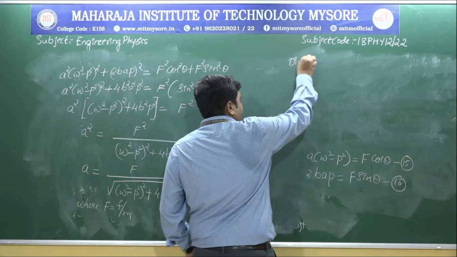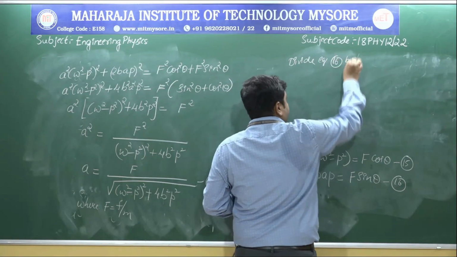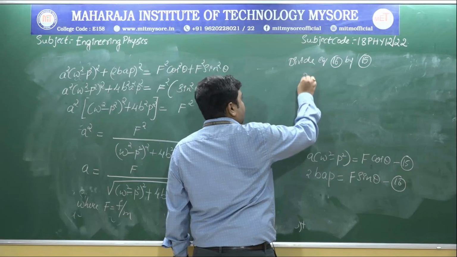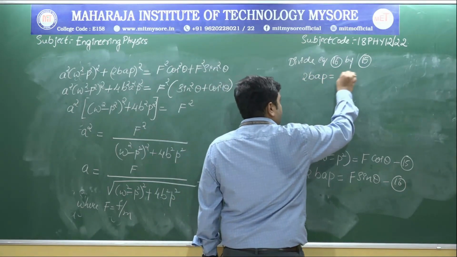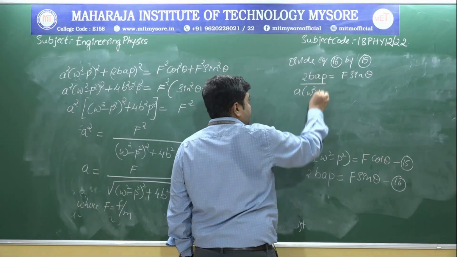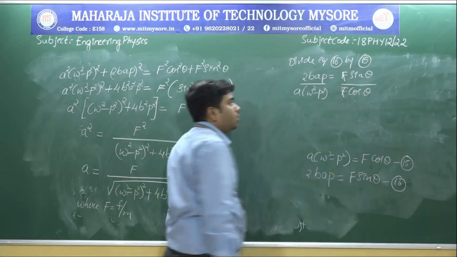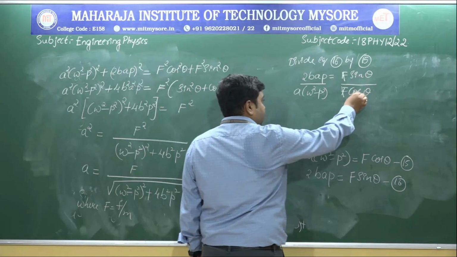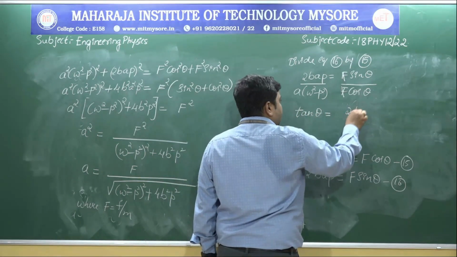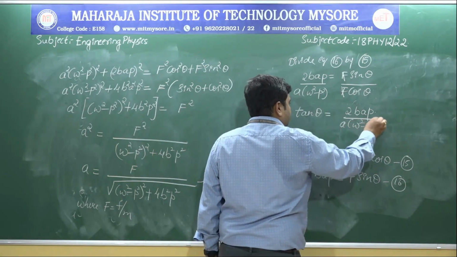So divide equation 16 by 15. So we get 2b AP divided by A into (omega square minus p square) is equal to f sin theta divided by f cos theta. So f gets cancelled. So sin theta by cos theta, I will just rearrange it. You can write it as tan theta is equal to 2b AP divided by A into (omega square minus p square).